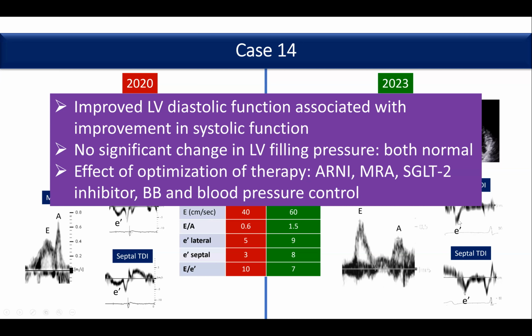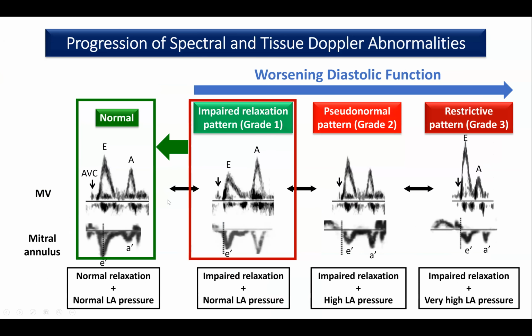But look what happened at the E prime. You see the E prime has improved. So you know that the diastolic properties of the left ventricle have improved. Okay, they kind of almost doubled. So this patient went back into a normal pattern from an impaired relaxation pattern.